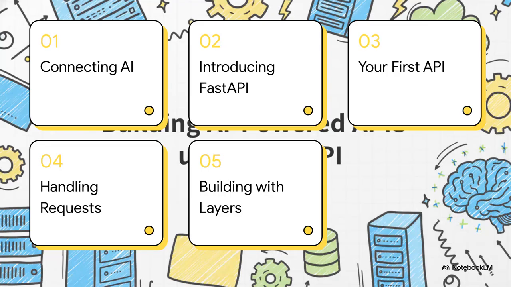Okay, so here's our game plan. First, we'll talk about the big picture, why APIs are so essential for AI. Then, we'll introduce our secret weapon, FastAPI. And then we're getting hands-on. We're going to build a server, learn how to handle data, and finally, structure our code like a true professional.